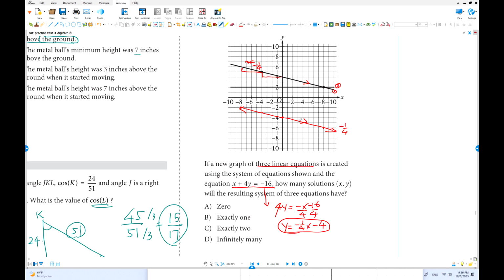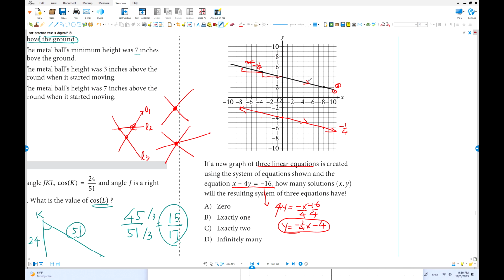So where is the solution over here? If we have a system of equations, this is a solution. For three equations, the solution must pass through all of them, right? That's the solution. This is not a solution. 1, 2, 3. This point is not a solution. This point is only the intersection of L1 and L2, not L3, right?